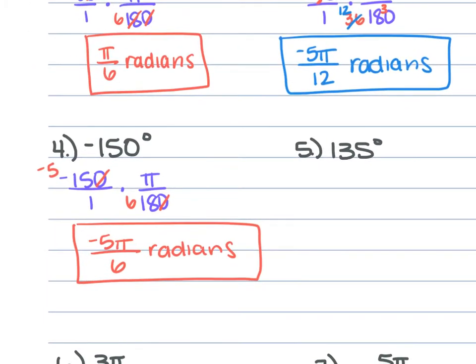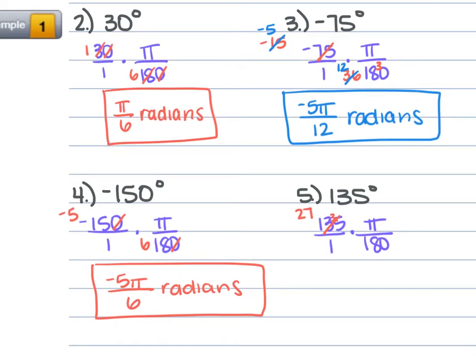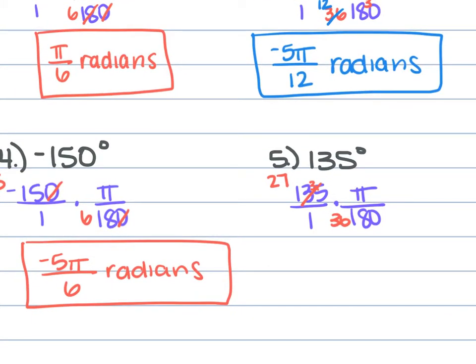For 5, we have 135 degrees, so we're going to put this over 1 and multiply it by pi over 180. I'm going to once again divide these both by 5, so that the 135 divided by 5 goes into 13 twice with 3 left over, 5 goes into 35 7 times. And then the 5 goes into 180 36 times, we said. So then I can divide the 27 and the 36 both by 9. This is going to be a 3, this will be a 4, so this is going to be 3 pi over 4 radians.